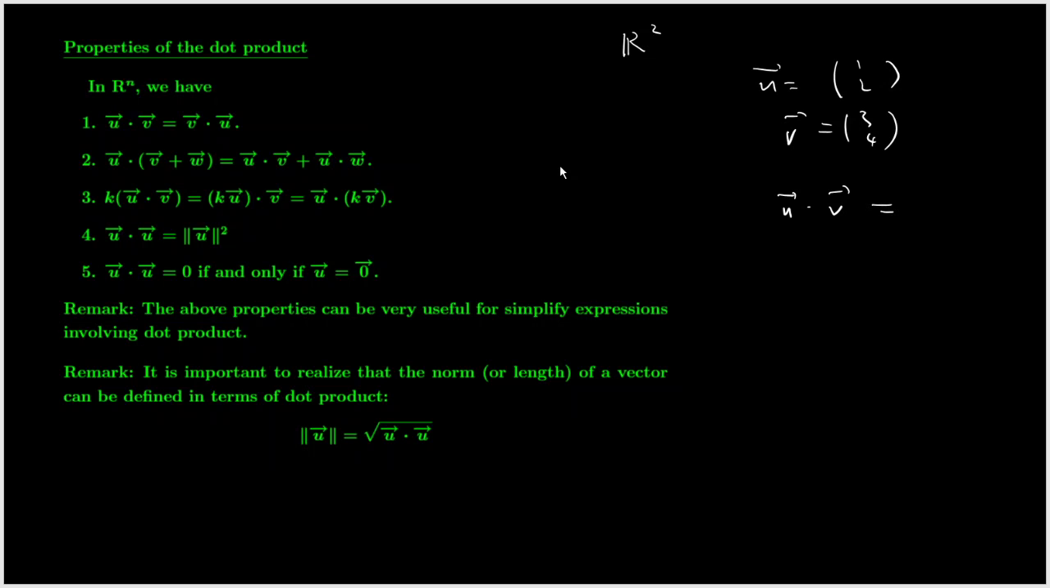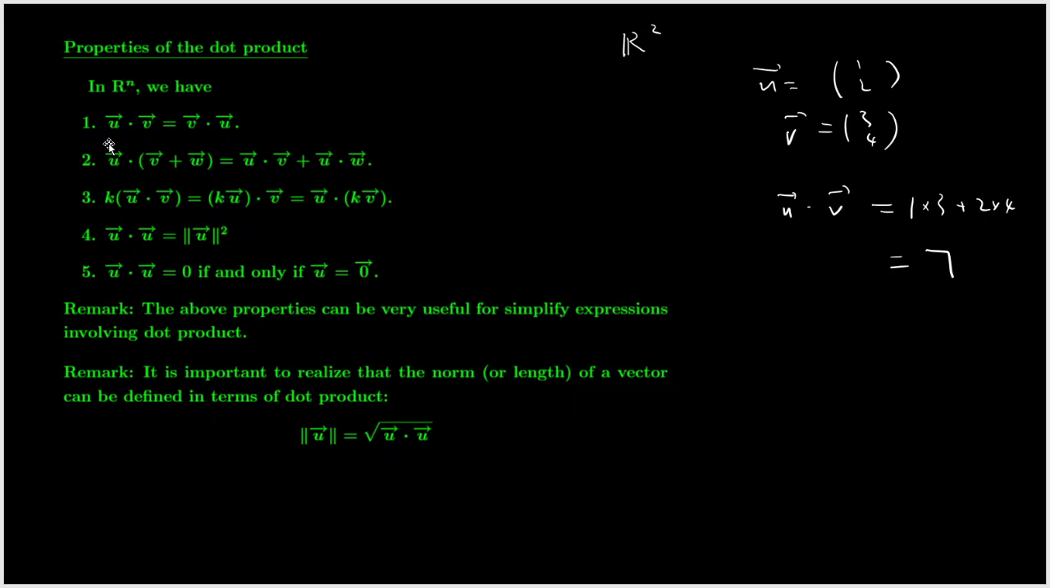Now let's recall how we compute the dot product. It's 1 times 3, and then plus 2 times 4. You multiply the corresponding components of the two vectors, and then you add the products. So you have the dot product. In this particular case, the answer is a number.